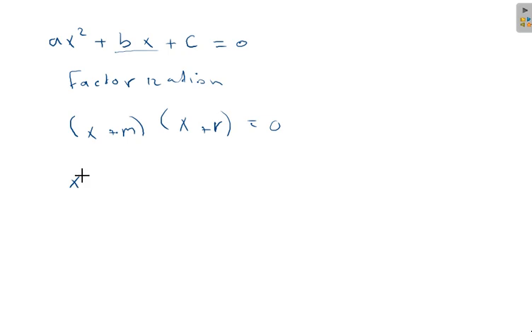Let's take an example. For example, x squared minus 2x minus 24 equals 0, where a is 1, b is minus 2, and c is minus 24. We can write it by factorization as a product of two factors equals 0. Both of them have x's, and I need two constants where the product of them is 24 and the sum is 2.